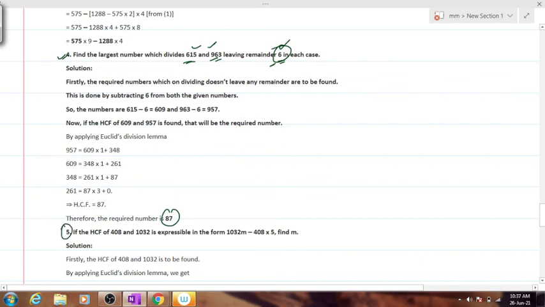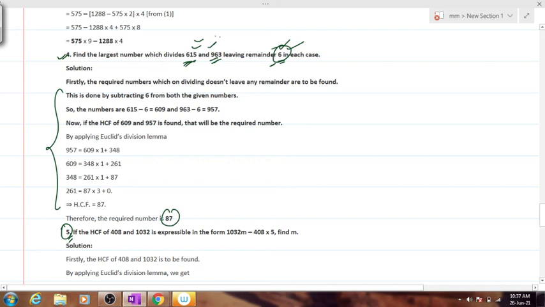Try out this last question for today, question number 5. Did everybody understand this properly? Yes, sir. It's a simple thing. If it would have left remainder 10, you would have subtracted 10 from both, and then you'll find the HCF. That's it. Since the largest number is there.